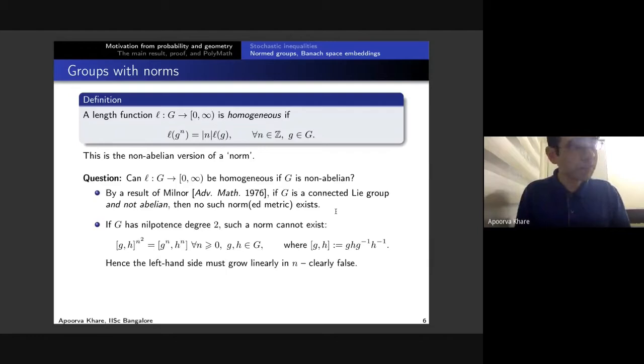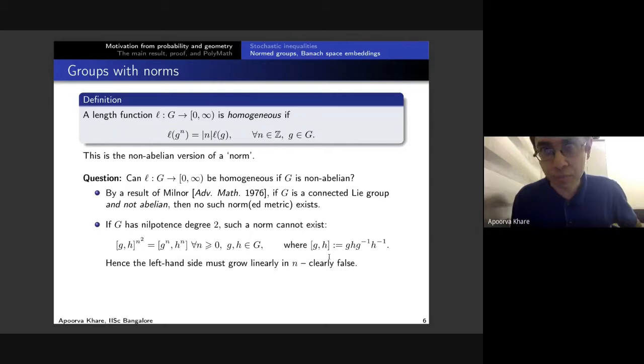The point is, let me take gh to the n. Let's look at the right hand side: g to the n, commutator with h to the n. There are n squared transpositions. Every copy of g must be taken past every copy of h. Whenever you do that, you get a copy of the commutator, g bracket h. But since g has nilpotence degree 2, the commutator lies in the center of the group, so you can take it to the side.